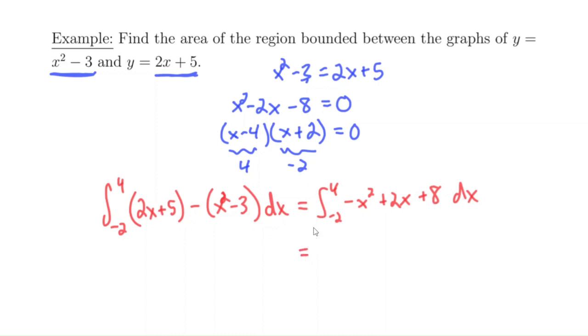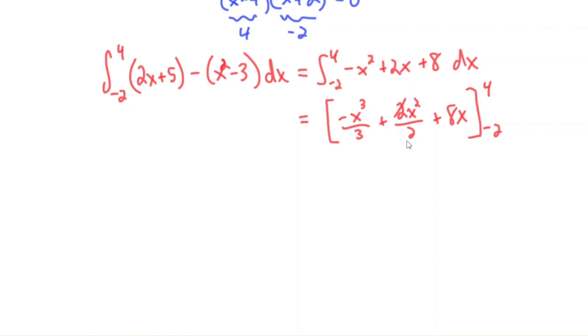Okay, so now we're going to use the fundamental theorem of calculus to evaluate this integral. The integral is going to be negative x cubed over 3 plus, well, the integral of 2x is going to be 2x squared over 2 plus 8x, and this is going to be evaluated from minus 2 to 4. Now, we can cancel these 2's if we want here. And so what we're going to do is plug in the 4. And so what we're going to get is 4 cubed, which is 64, and we have a negative out front. So negative 64 over 3 plus 4 squared, which is 16, plus 8 times 4, which is 32. So that's what we get when we plug in 4.